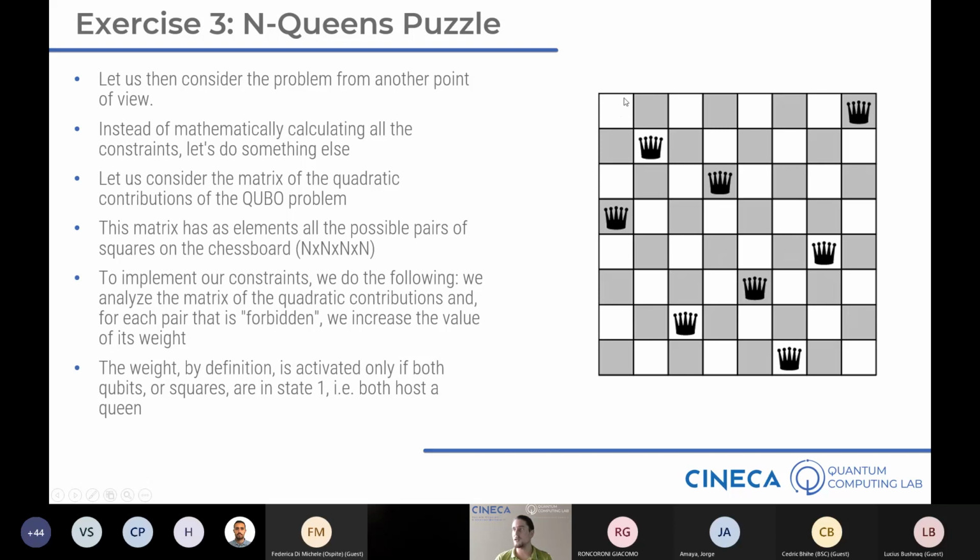So I can say that this element here cannot host a queen if there is any other element in its row that has a queen. So I can add a penalty quantity to all the couples that are in this row. Okay? All the couples in this row will be penalized. Same thing for the columns, same thing for the diagonals.